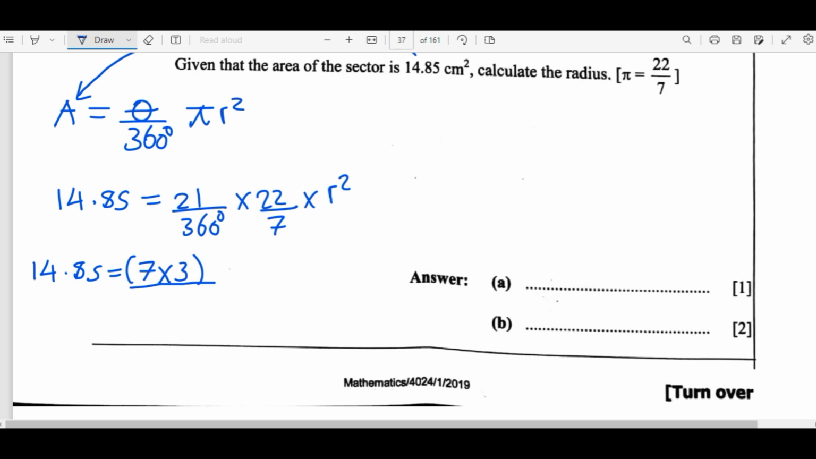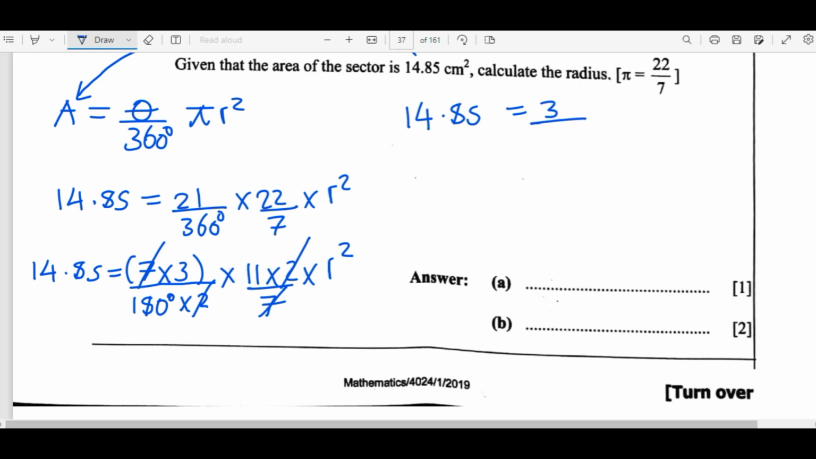Then 360 is the same as 180 degrees multiplied by 2. Then 22 is the same as 11 times 2 over 7 times r squared. But my point is, if this seems hard for you, you can use the usual ways. So what numbers can we cancel? We can cancel these two here, we can cancel these two here, we cancel 7, we cancel 7 here. So that I have 14.85 is equal to, on top we have 3 over 180, then multiply by 11 times r squared.